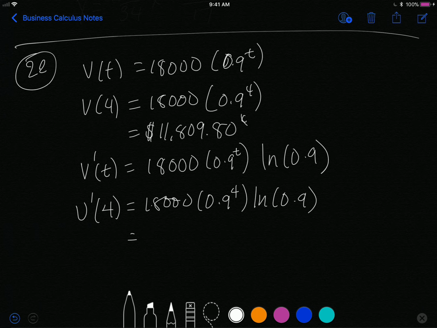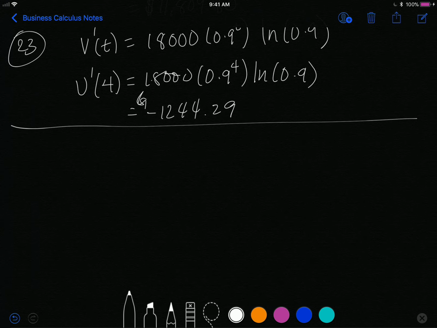And your answer should be negative, because after all, that's the value we're losing. Negative 1244.29. So we lose approximately $1,244.29, again approximately, during the 5th year. So the value at the beginning of the 4th year will drop by that amount to get you the value at the beginning of the 5th year. Okay, so that's number 22, and that's number 23.